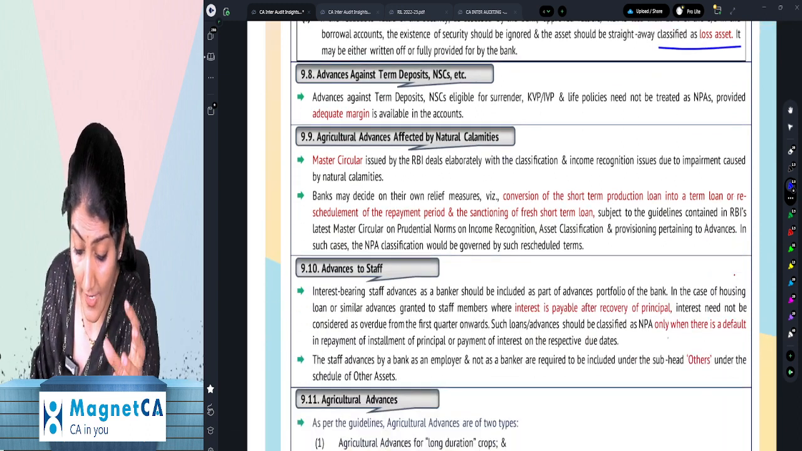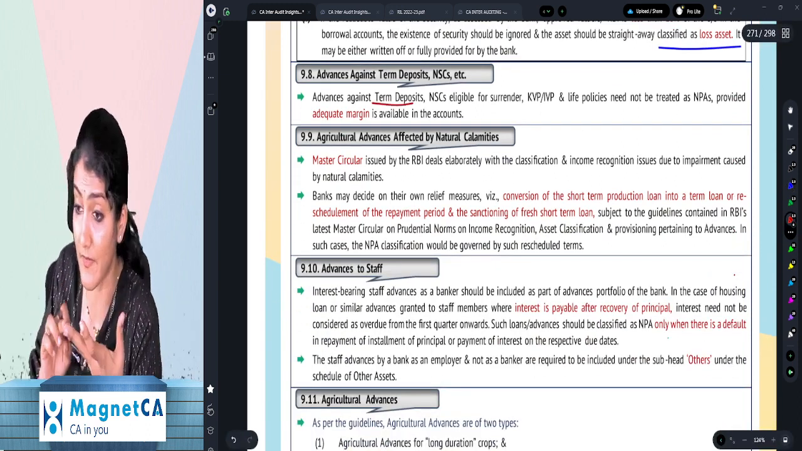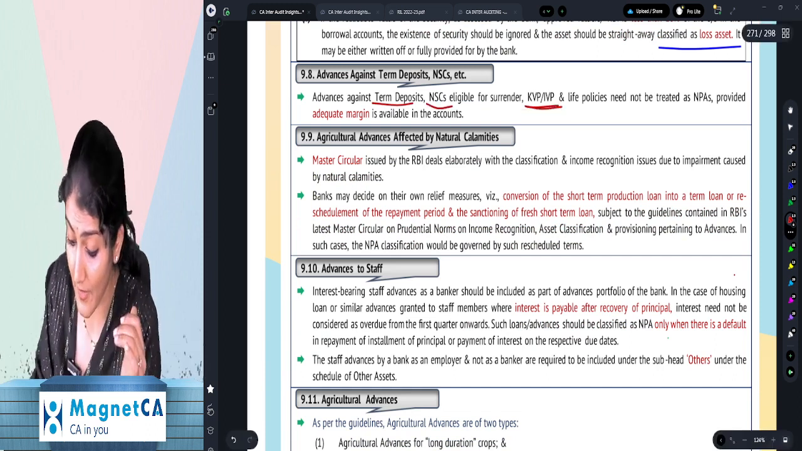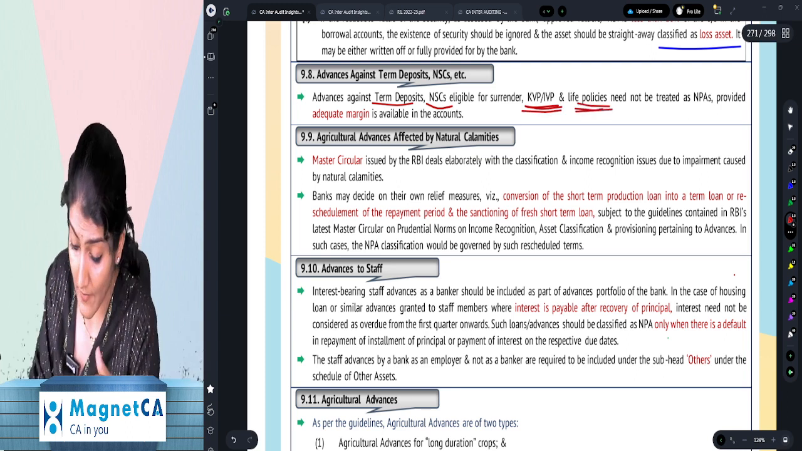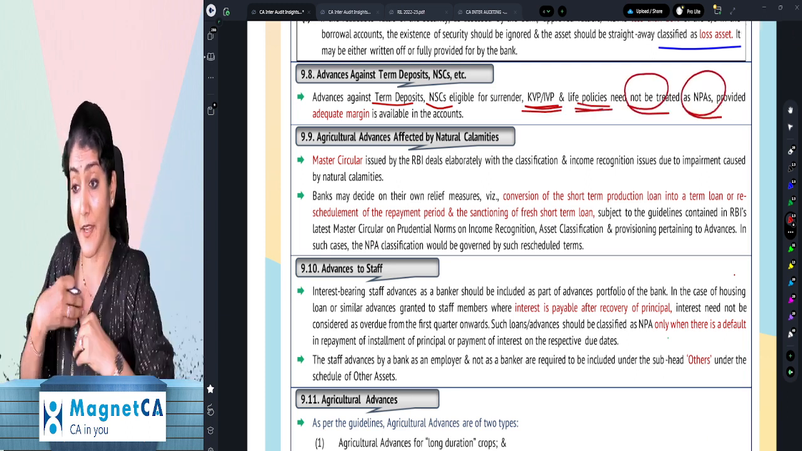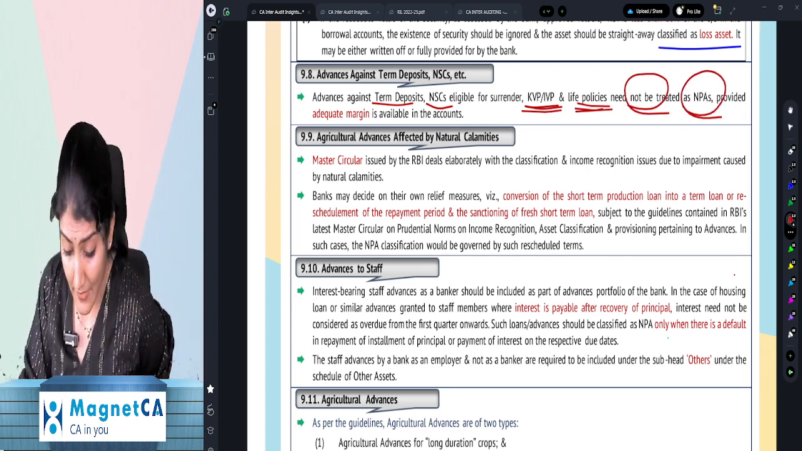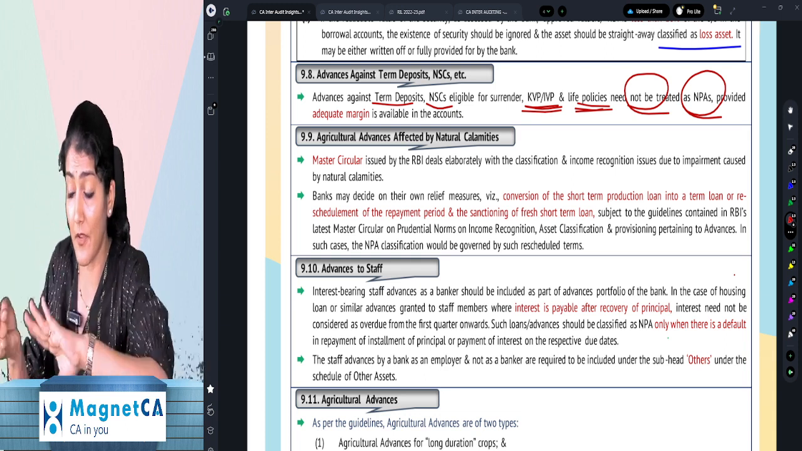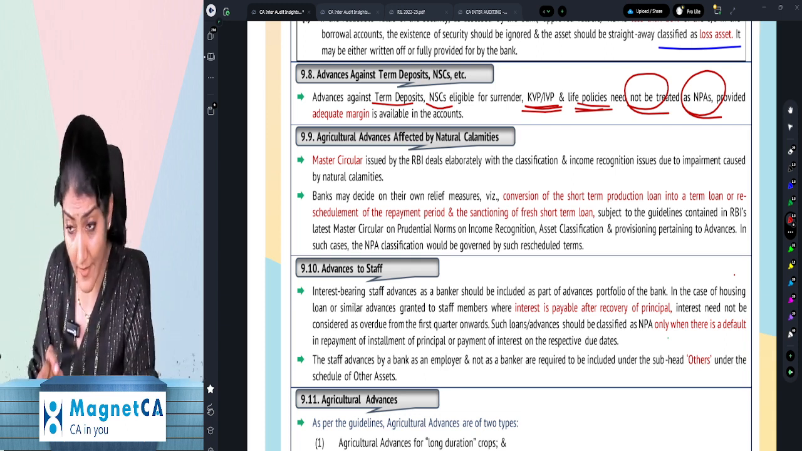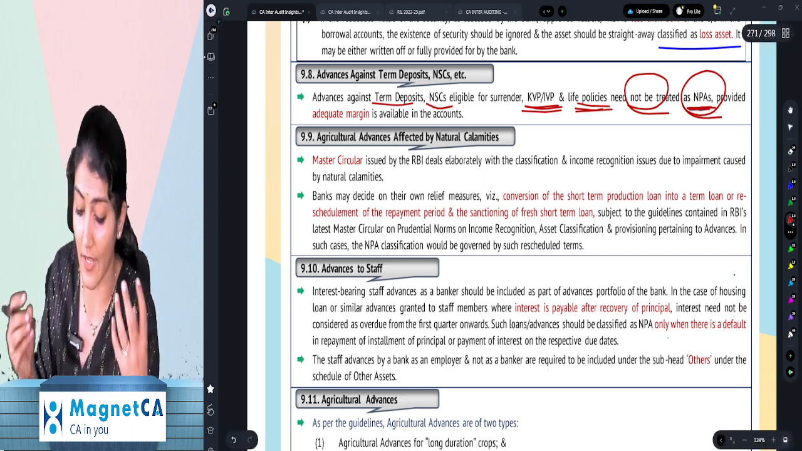Okay, right, then advance given against these 5 best friends. Who are the 5 best friends? Term deposits, NSC, National Savings Certificate, Kisan Vikas Patra, Indira Vikas Patra, life policy. What does it say? Need not be treated as an NPA. Like your central government guaranteed advances, no need to treat them as an NPA. Similarly, if the loan has been given against the security of FD, the NSC, the IVP, KVP or the life policy, it need not be treated as an NPA.